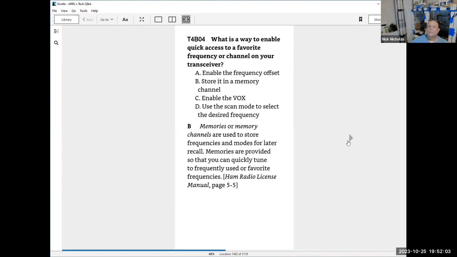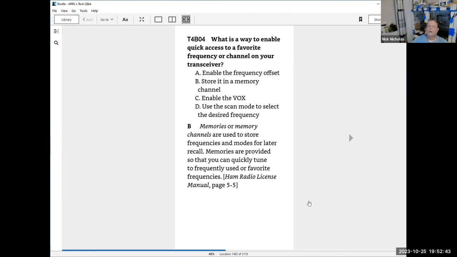contact to that station. What is the way to enable quick access to a favorite frequency or channel on your transceivers? Well, first of all, you can mark spots on your dial and have all sorts of whiteout marks all around your radio. I don't recommend that one. But many modern transceivers have memories. There's different ways in which they're coded or programmed in. Generally, there's some button or sequence of buttons that once you tune a frequency you want to save, you hit the save sequence or the save button, and it stores it in a memory.